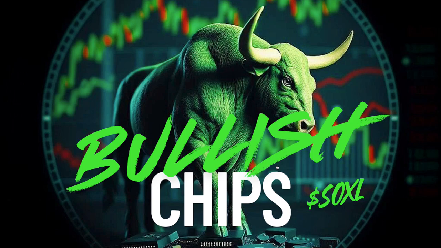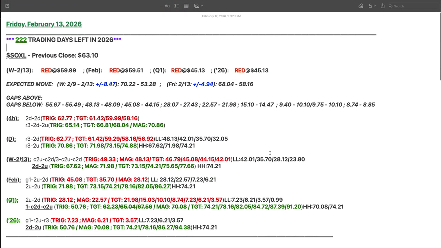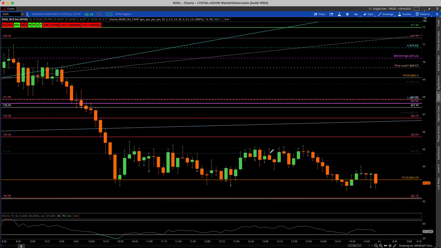But with that, let's go ahead and take a look at the agenda for today. We'll recap the price action from Thursday, February 12th, before we zoom out like we always do and look at the week, month, quarter, and year. Then we will look at the market maker's expected move for Friday, February 13th before zooming back in to set the 4-hour markers and the triggers and targets for Friday, February 13th. And then we'll also do a quick review of the triggers and targets for the week, month, quarter, and year as well.